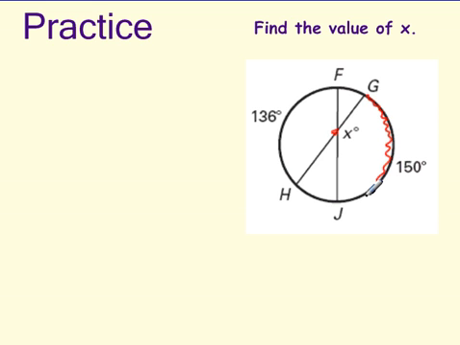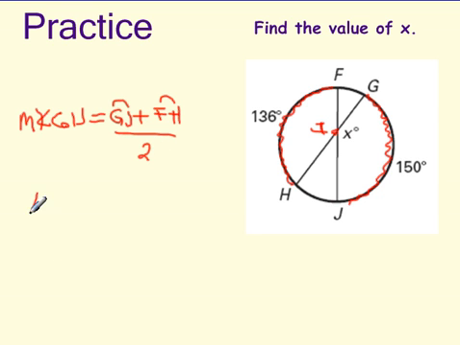Angle x has an intercepted arc of GJ, which is 150 degrees, and its vertical angle's intercepted arc is FH, and so that's 136 degrees. So I know that the measure of this angle, we'll call this angle GIJ, is going to end up being the measure of arc GJ plus arc FH divided by 2. So we can substitute in the values and what we're trying to solve for.